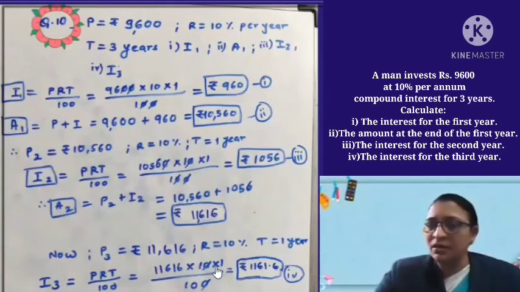11,616 multiplied by 10 multiplied by 1 upon 100. The zeros cancel. So here is 11,616 divided by 10, which is equal to rupees 1161.6. This is the solution of the fourth question. Now, the next question.